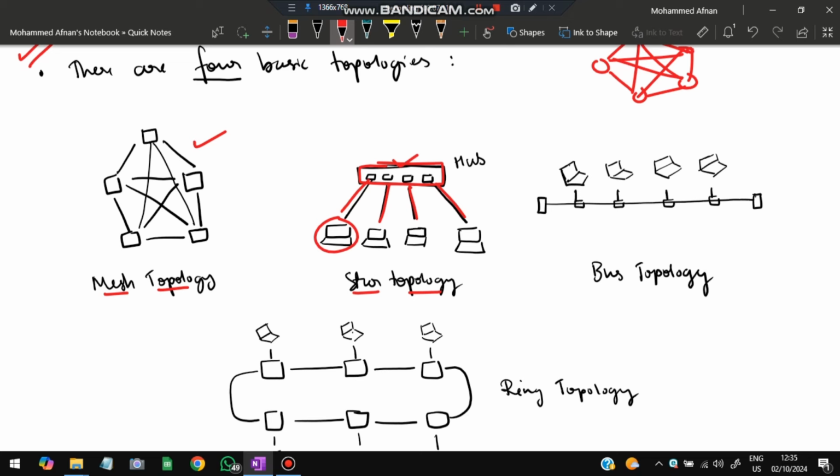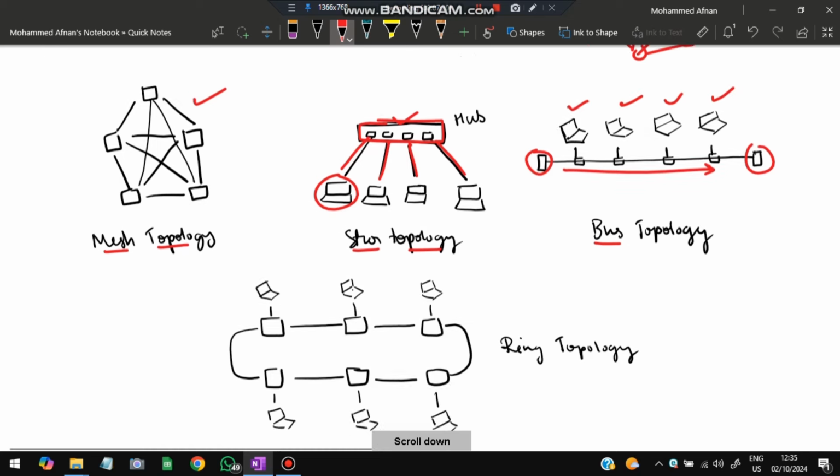And next is bus topology. Bus means there will be a link present here. This is the end, this is the start, and the data will be transferring, and whichever computer requires whatever data, it will take it. Okay, next one is the ring topology.